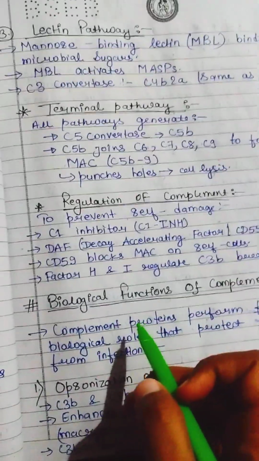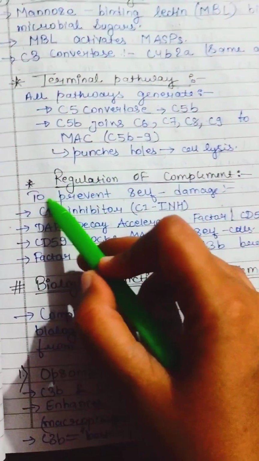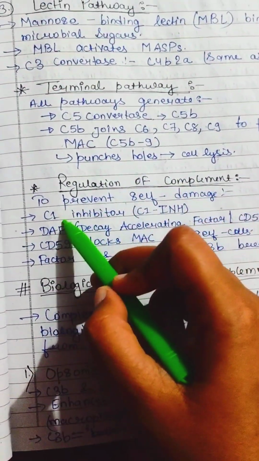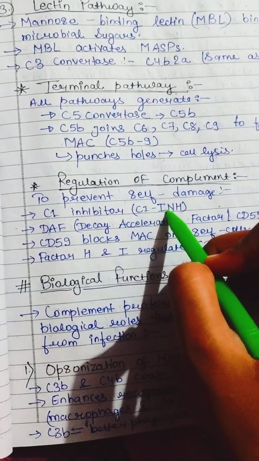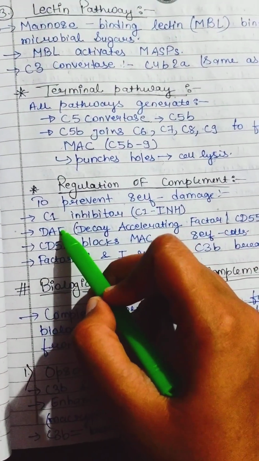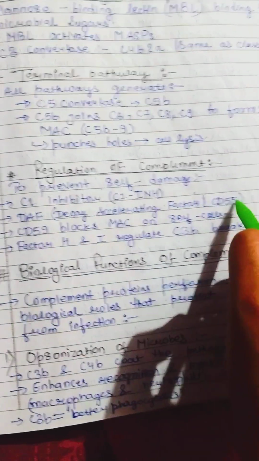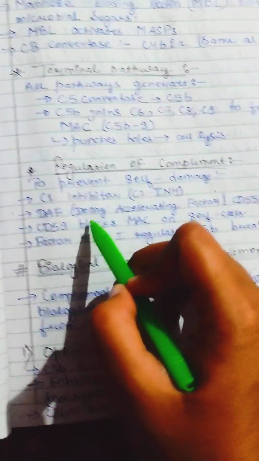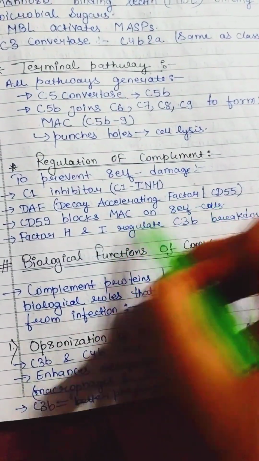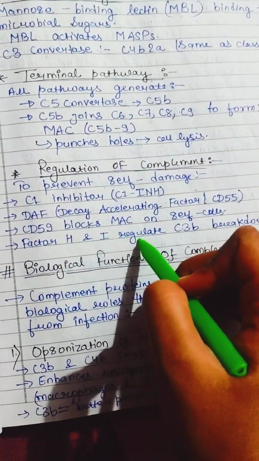Regulation of complement to prevent self damage. C1 inhibitor, C1-INH. DAF, decay accelerating factor, also called CD55. CD59 blocks MAC on self cells. Factor H and I regulate C3b breakdown.